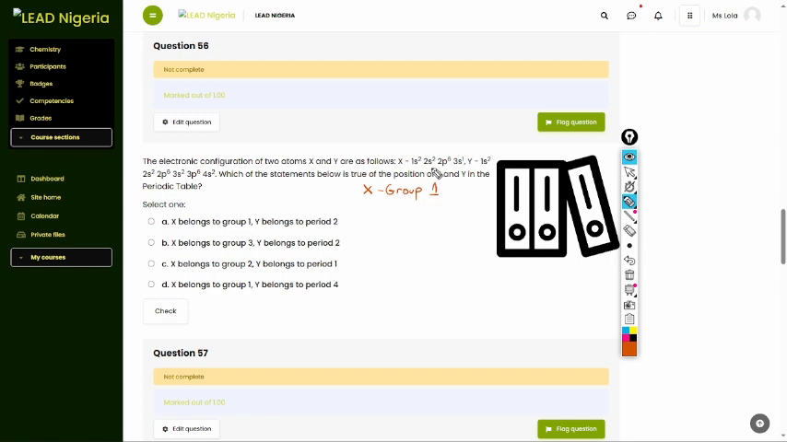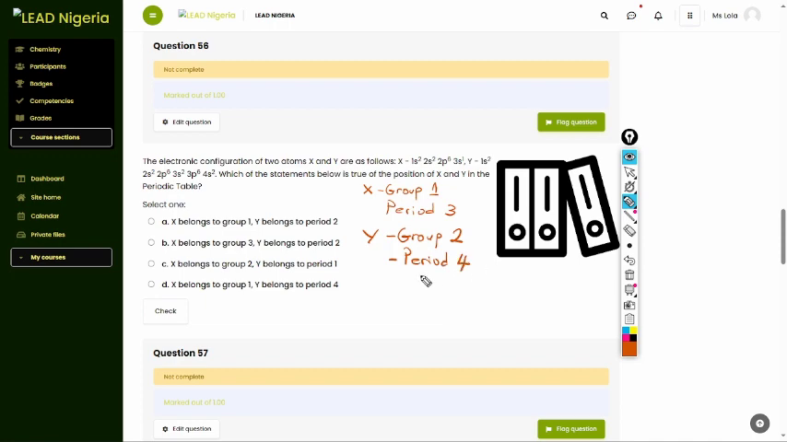Now the period tells us the total number of shells it has. So it has 1, 2, and 3 shells. The highest number we see here is 3. That means it belongs to period 3. Now how about Y? The group for Y can be seen from the electrons it has in the highest shell here, which is shell 4, and the total number of electrons we have there is 2. So it belongs to group 2. Now the period tells us the total number of shells it has. The highest number of shells we see is 4 here, which means it belongs to period 4 because it has 4 electron shells.